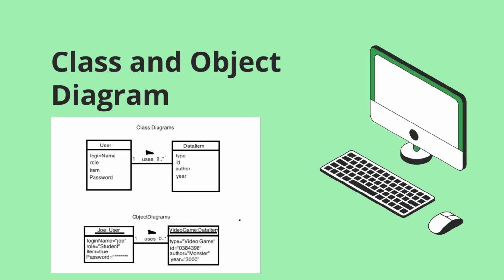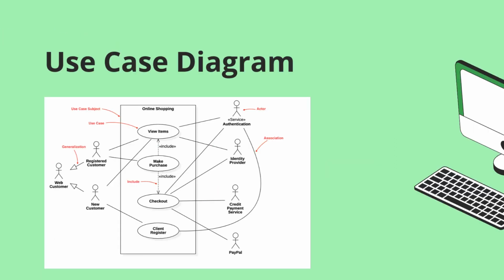Next is class and object diagrams. A class diagram is a type of structural diagram that describes the structure of a system by showing the system's classes, their attributes, operations, and the relationships among objects, whereas an object diagram represents an instance of a class diagram. And the last one is use case diagram.